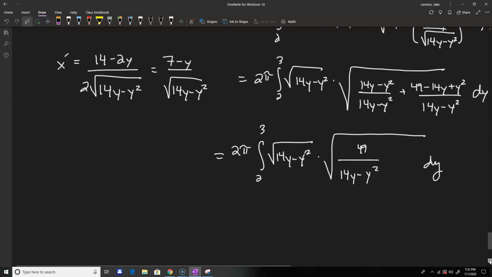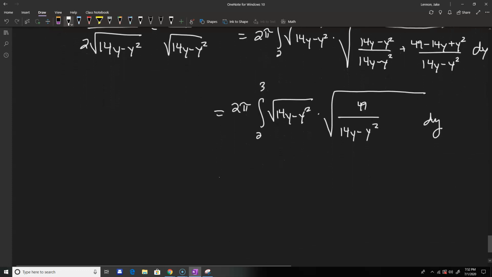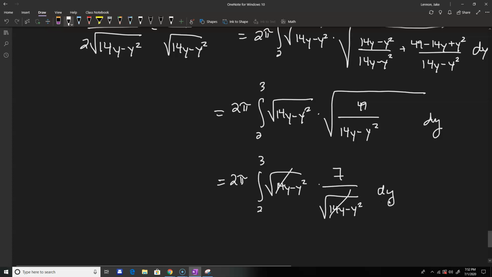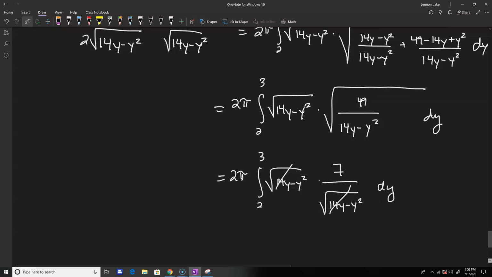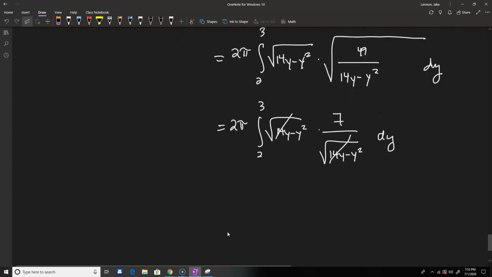Essentially, the square root of 49 is going to be 7, so we're going to end up with 2 pi times the integral from 2 to 3 of the square root of 14y minus y squared times 7 over the square root of 14y minus y squared. So those go away, thankfully, which makes everything much easier. And then the antiderivative is just going to be 7y, so we're going to get 2 pi times 7y from 2 to 3.